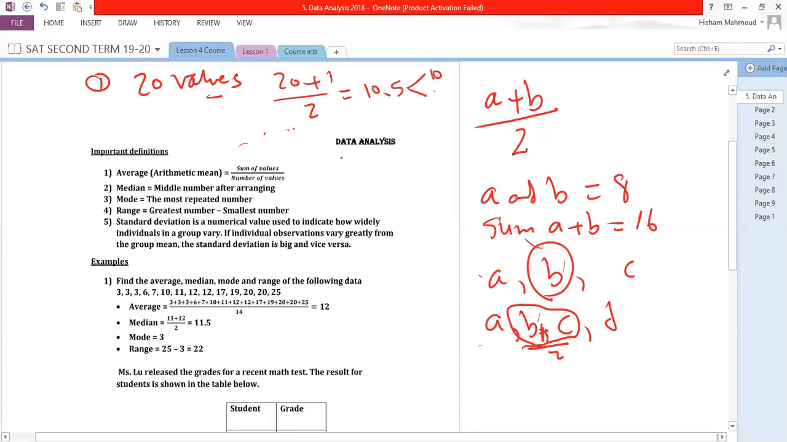The 10th value and the 11th value. I have 10 and 11. Value of 10 and value of 11. We are going to explain this again while we are taking numbers or values.